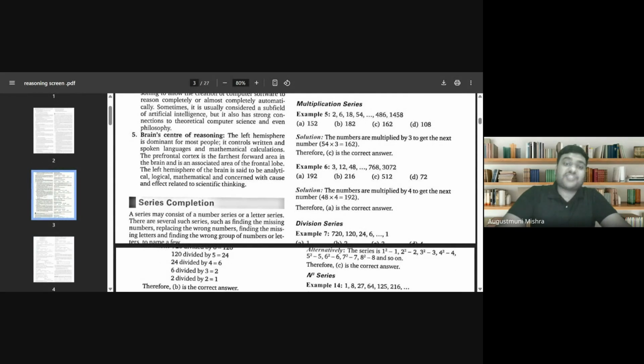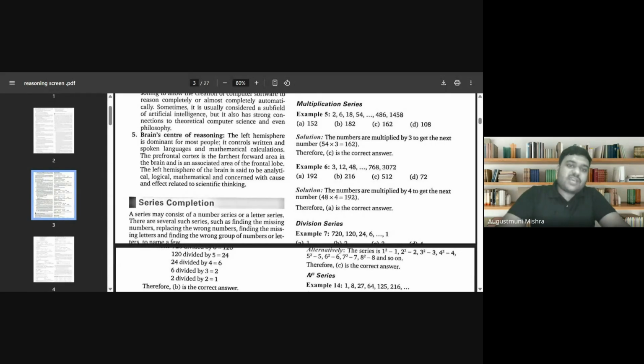Okay, now here is another topic which we are going to discuss, that is series completion. Now from here our work will start related to the question solving, because we'll start with the basic question, then we'll move to the other part. So what is series? I think everyone knows about it, but I'm just revising these things.